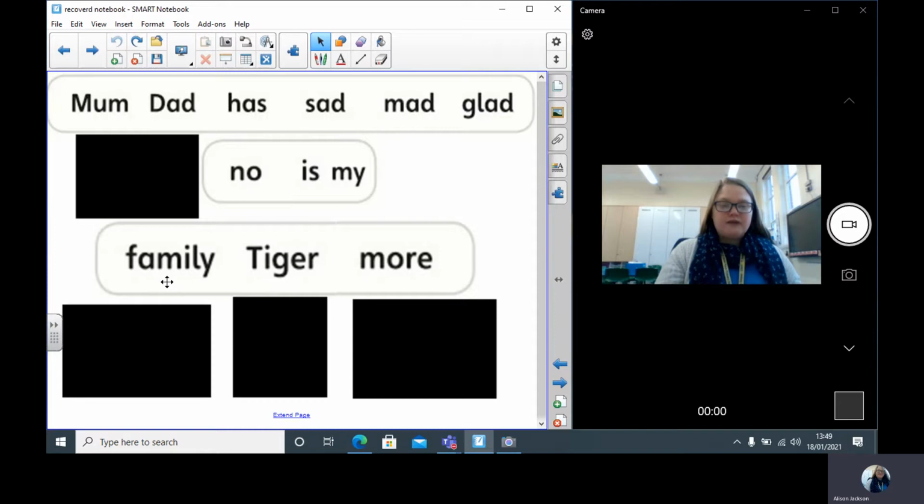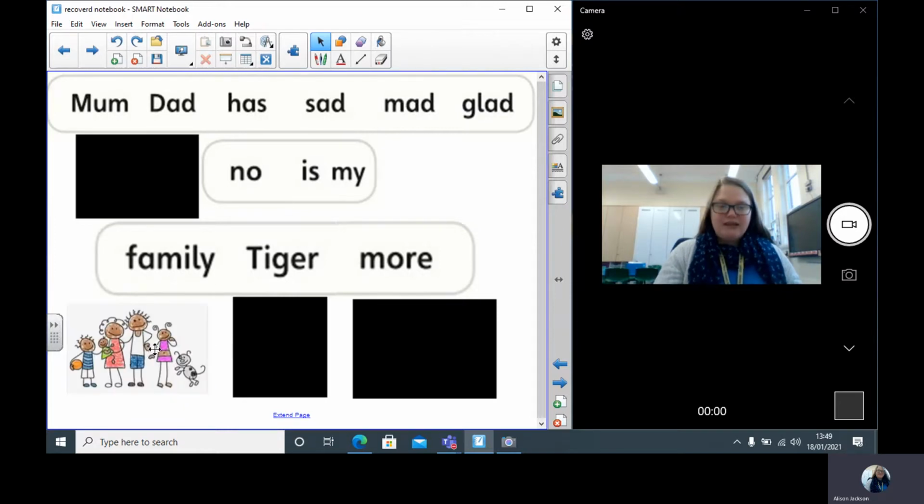So the first word here is family. And here's a picture of a family. As you can see, mum, dad, brothers, sisters, baby, and even a dog. Okay, so our family.